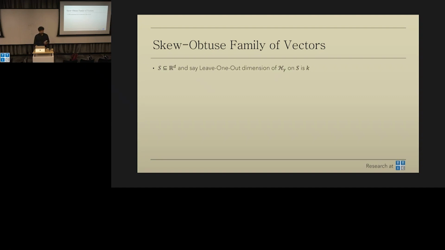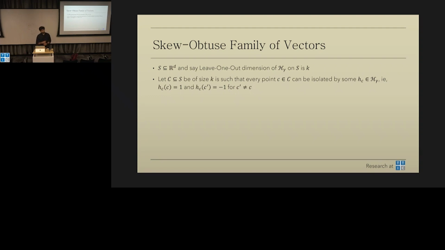Once again, we have a subset of points S in R^D, and we are trying to figure out the leave one out dimension of H sub gamma. I didn't have coffee today, that's why I'm fumbling so much. We are trying to bound this. We want to say this is not too large, because that would help us bound the non-responsive disclosure. So suppose this size is k.